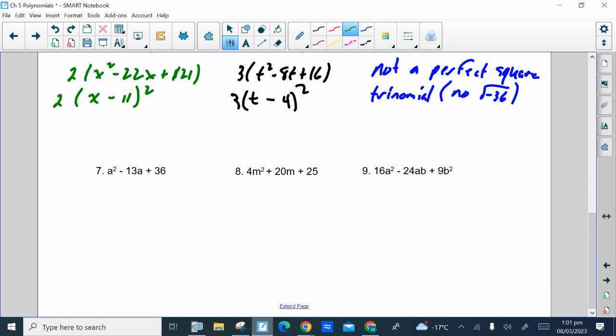But the next one looks like it might be, because the first and last terms are perfect squares. The square root of a squared is a. The square root of 36 is 6. But you see here, when you multiply them together and double, you get 12a, not 13a. It's not a perfect square trinomial. Right? A times 6 times 2 is 12a, not 13a.